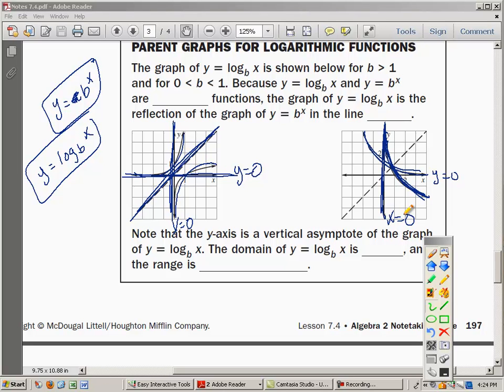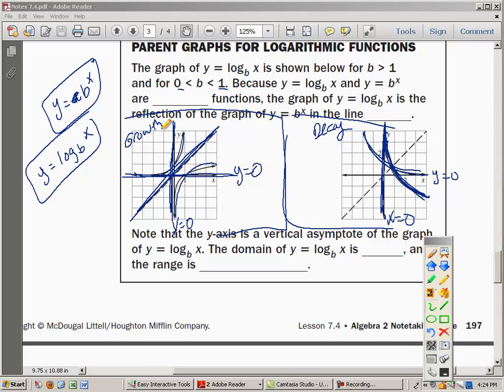First of all, the graph of y equals log base b of x is shown below. So that's this one over here on the left-hand side, where b is greater than 1, or on the other side, on the right-hand side, where b is between 0 and 1. So this would be an exponential decay situation, and this would be a growth situation when I'm looking at the original exponential function. And obviously the inverse of that would be a logarithmic function as well.